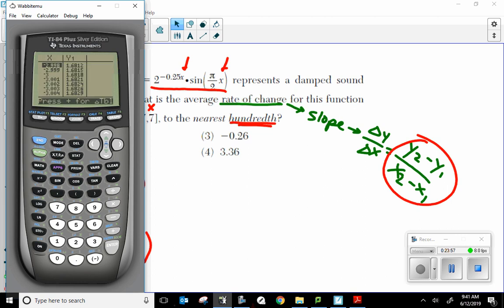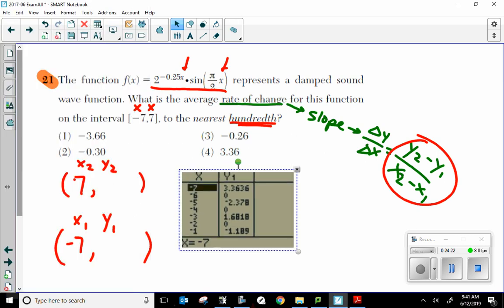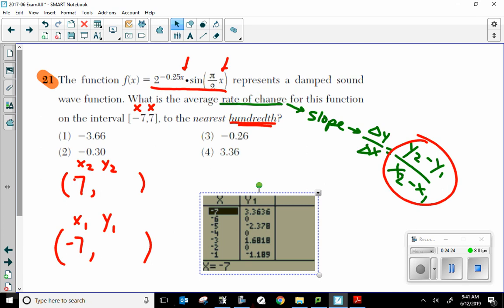let's change our table. Table set. We're going to start at 0 and go by ones. Sorry. Table. Here we go. What about when x is negative 7? Okay, when x is negative 7, I get 3.3636. Okay, and now I need when x is 7.